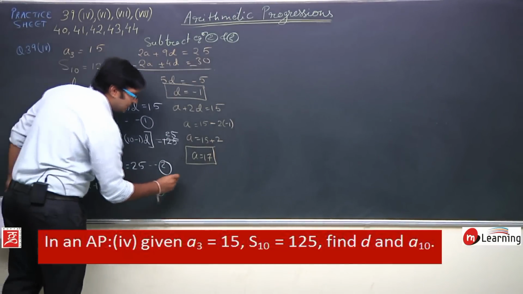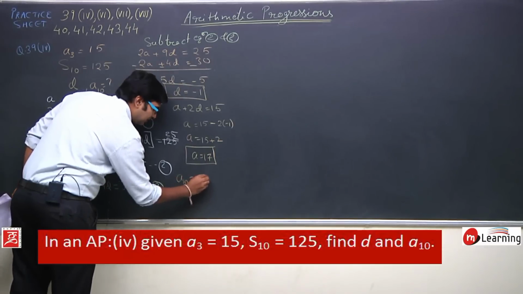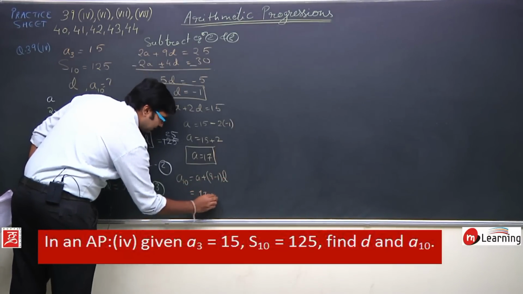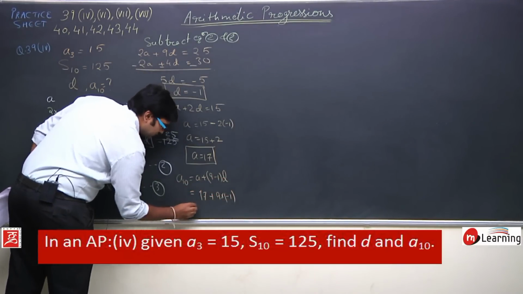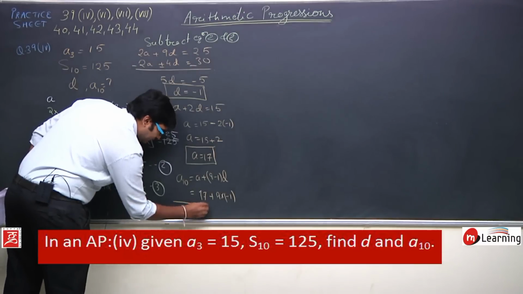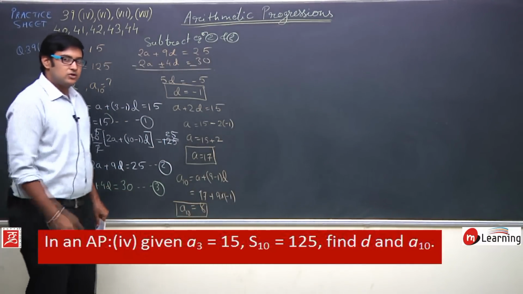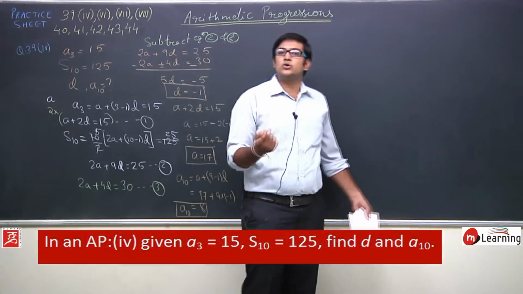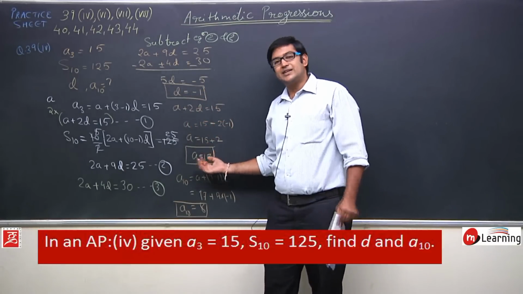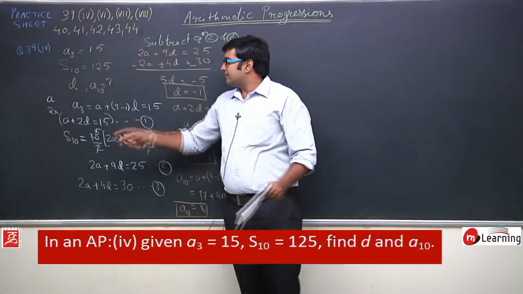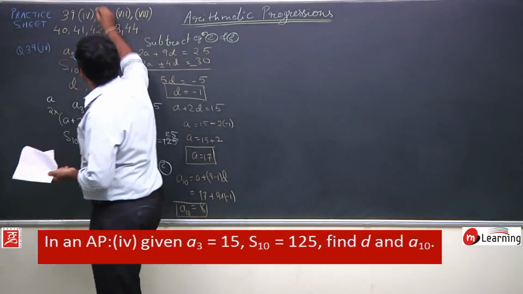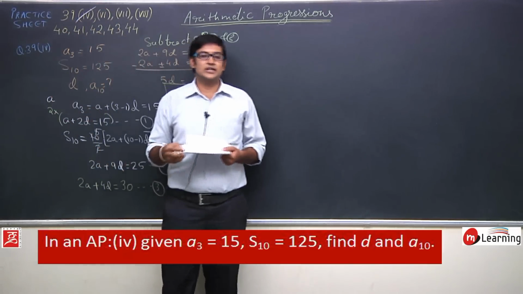I need the value of A10. What will A10 be equal to? A plus 9 minus 1 into D. So A is 17 plus 9 into minus 1. So this will be 17 minus 9, that is 8. So A10 is equal to 8. So the 10th term of this AP is equal to 8, the common difference for this AP is equal to minus 1, and the first term is equal to 17. Our requirement was D and A10, so we have determined D and A10. This is the solution for the fourth part of question number 39.